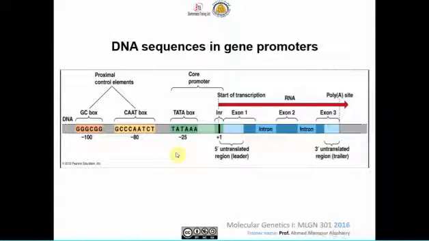The TATA box is at minus 25 to minus 35 before the gene in the 5' upstream, but the CAT box is at minus 80 in the 5' upstream of the gene, and the GC box is at minus 100 in the 5' upstream of the gene. It means that it is at least 100 nucleotides away from the transcription site.